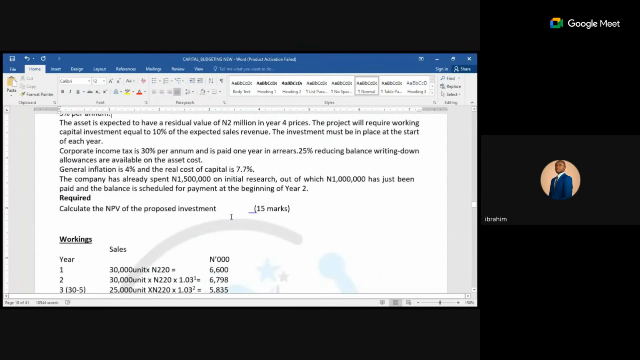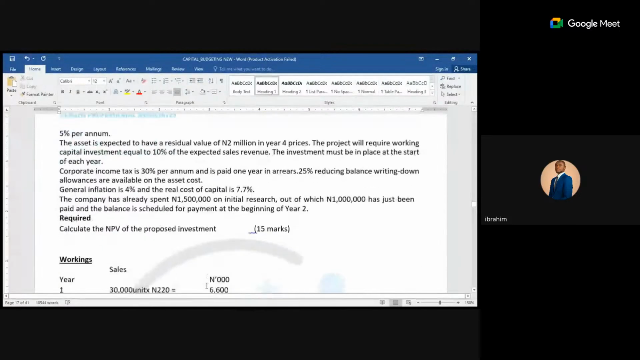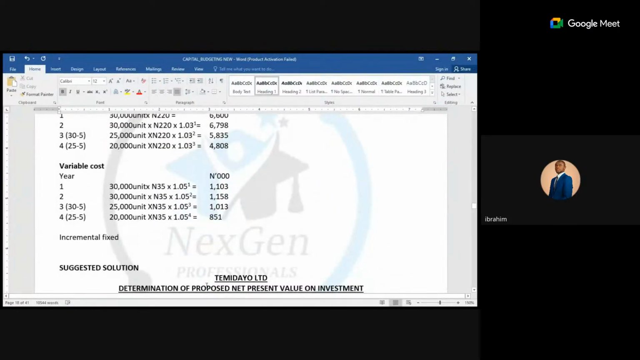So in a nutshell, we can say this figure in current terms is in year 0, and it will start the inflation from year what? From year 1, right? So it means that it's in year 0, but it will start to inflate from year 1. So incremental fixed cost. What is the incremental fixed cost again? Okay. Incremental fixed cost.